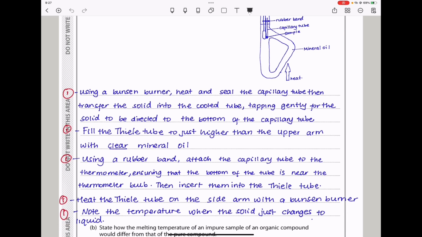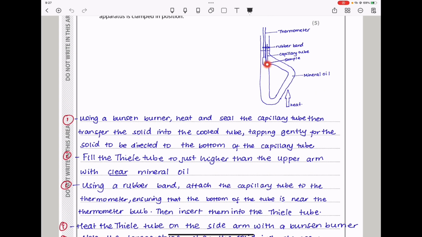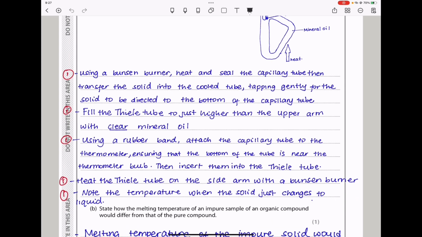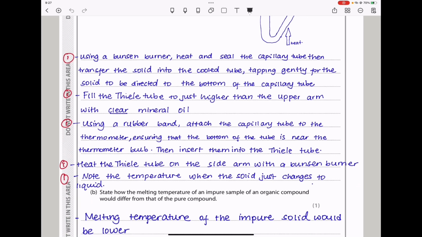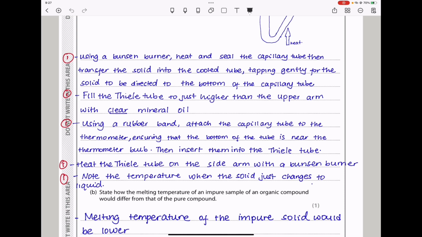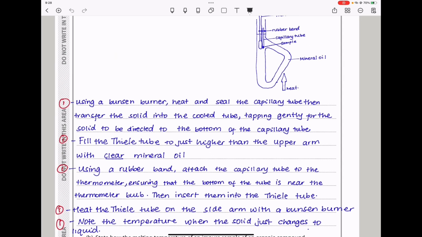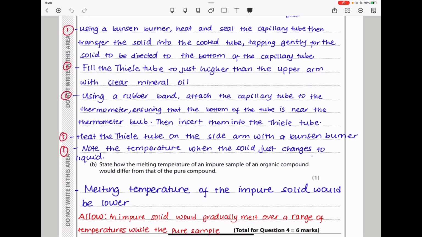Then using a rubber band, attach the capillary tube to the thermometer, ensuring that the bottom of the tube is near the thermometer bulb, and then insert them into the fuel tube. The position of the sample at the bottom and the bulb of the thermometer should be at the same position or should be tied at the same point so that they are close to each other. Then heat the fuel tube on the side arm with a Bunsen burner like you're heating here, and then note the temperature when the solid just changes to liquid. That will be your melting point.